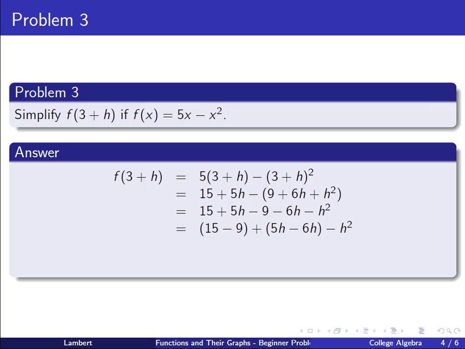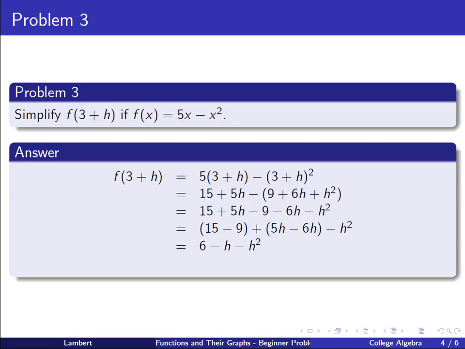So 15 minus 9 is 6. 5h minus 6h would be negative h. And so our final answer is 6 minus h squared. Or actually, if we wanted to simplify a bit more, make it look a little bit nicer, we can factor this one. You can't necessarily always factor, but in this case we can. So the multiples of 6, that would be negative h. Notice you have 2 and 3 would be kind of the values we're looking for.